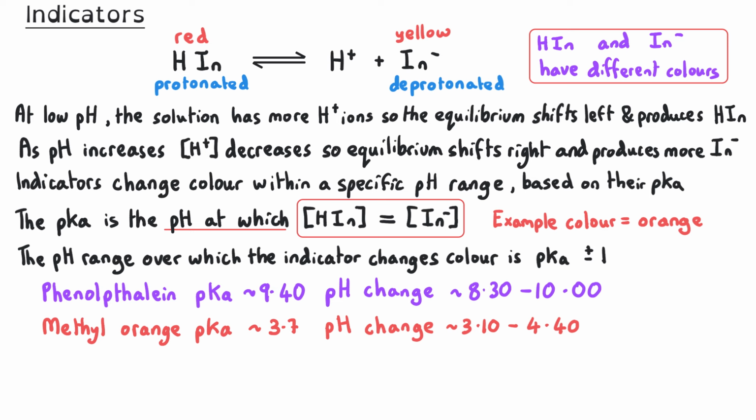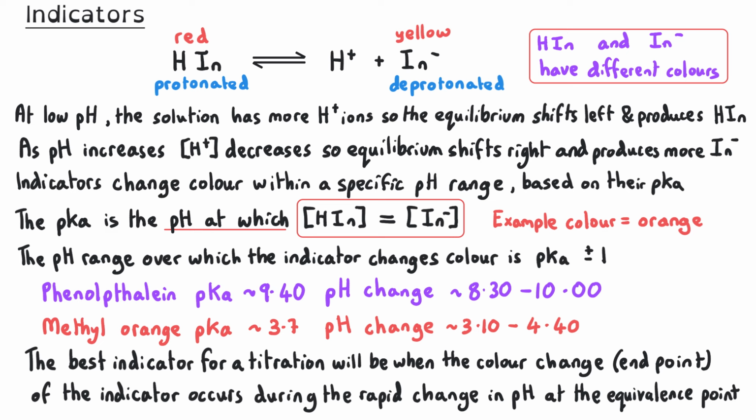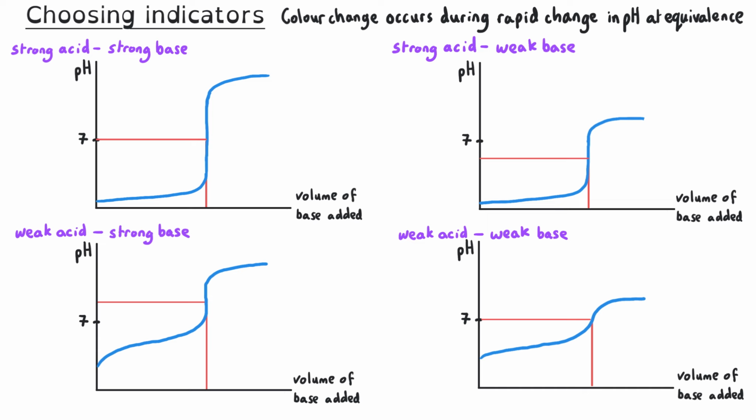how indicators behave. When selecting an indicator for a titration, the best indicator to choose will be the one where the colour change, so that's the end point of the indicator, occurs during the rapid change in pH that occurs at the equivalence point. You need to be able to use pH curves to select an appropriate indicator. Now, importantly, the indicator that you choose needs to have a pH range that aligns with the rapid change in pH that occurs at the equivalence point.